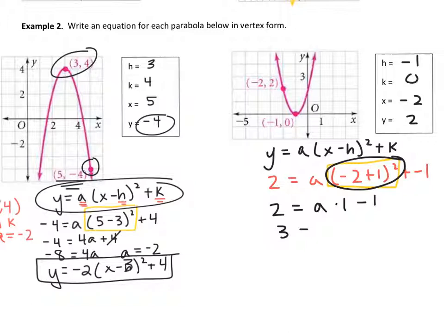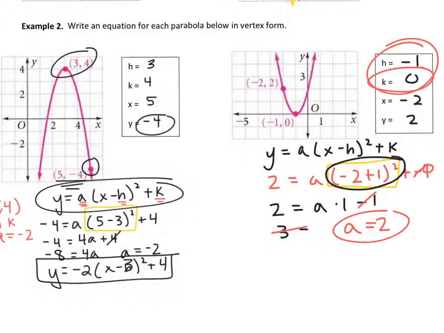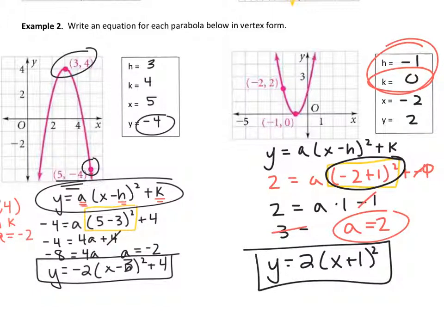Oops, I just realized I put this in wrong. K is 0, so this should be +0. So this would be 0. So that means that a equals 2. So I have my h, k, and a. So my equation is going to be y equals a, which is 2, times (x plus 1) squared, plus 0, but I don't need to write +0. So what you could do to check this is you could graph this in your y equals and see if the graph looks like this. You could put this in your y equals and see if the graph looks like that.